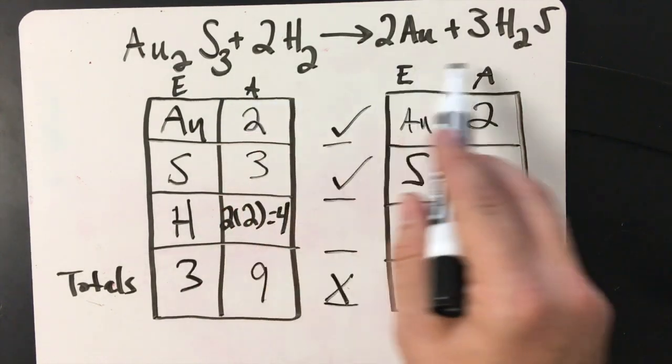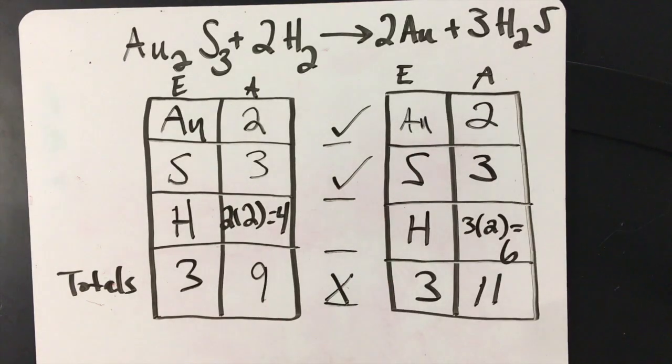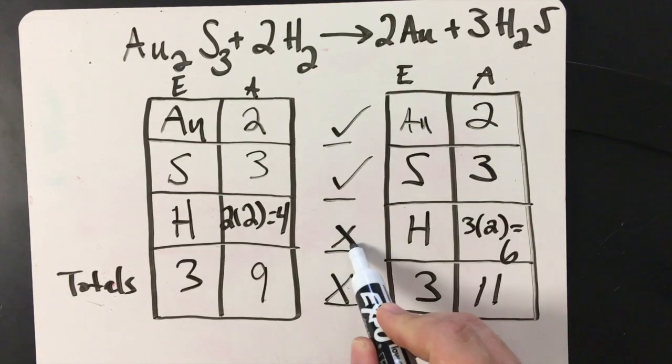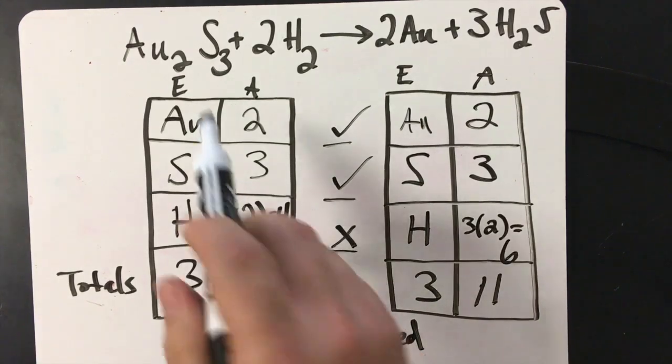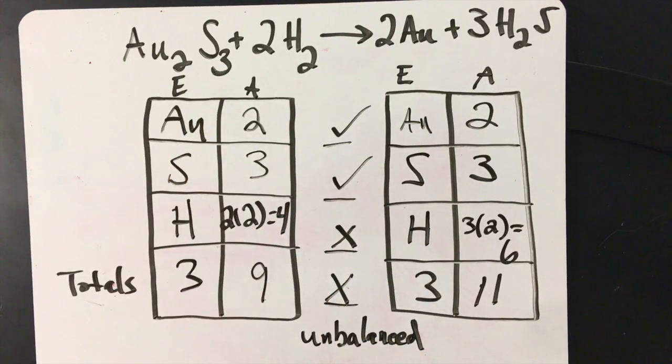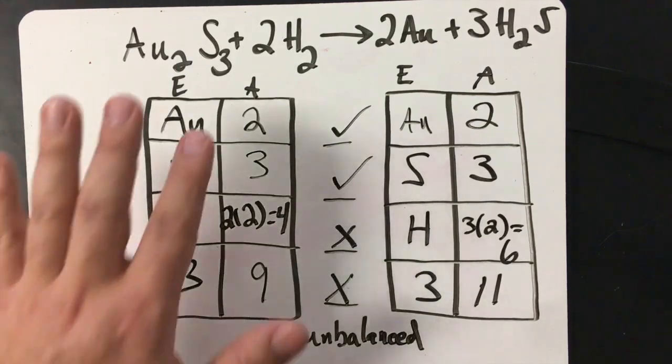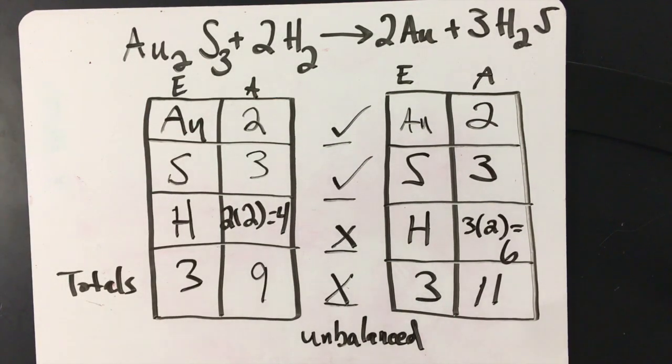So we have some coefficient up here that is incorrect. So that makes it unbalanced. So the total atoms on the left side do not match the atoms on the right side. So the reactants do not match the products. That goes against the law of conservation of mass. So we do not have a balanced equation there.